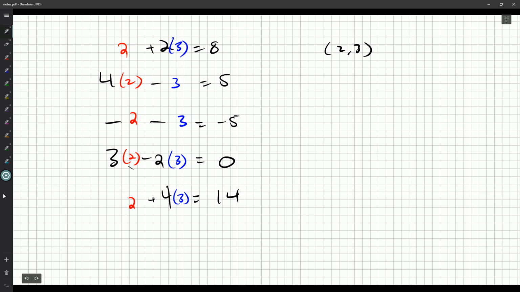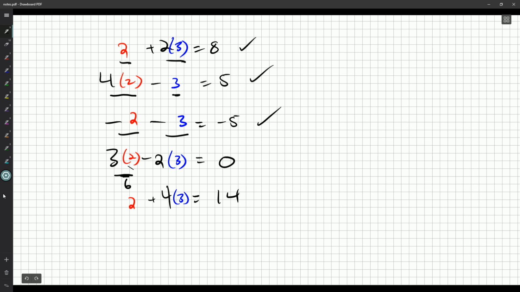Okay, well, let's work them out. So we need 8 for the first one. Well, 2 plus 2 times 3 is 2 plus 6. That's 8, yeah. 4 times 2 is 8 minus 3. That's 5, yep. Negative 2 minus 3 is negative 5.